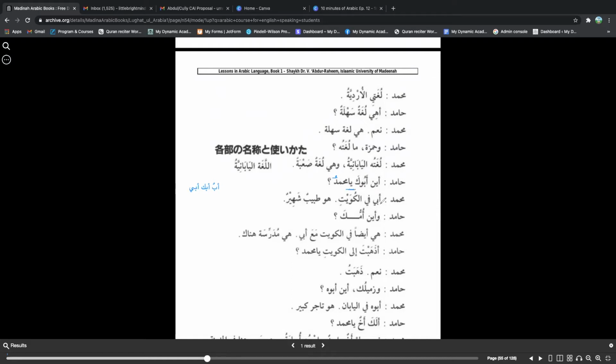Okay, Abi. So notice, here we go. Abi doesn't have a waw. You don't need the extra waw. All you do is add that at the end, put a kasra under the ba. So Abi, my father, fil Kuwaiti. He's in Kuwait. Okay. Huwa tabibun shahirun. He's a famous or well-known doctor. Wa aina ummuka. So notice ummun doesn't have the same, it's not similar to ab in this respect.